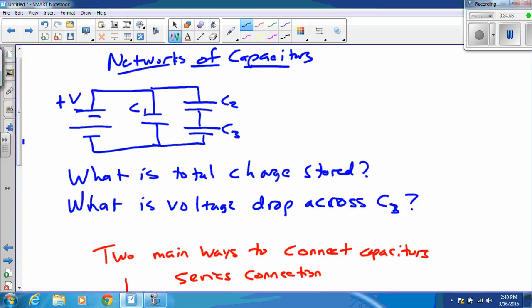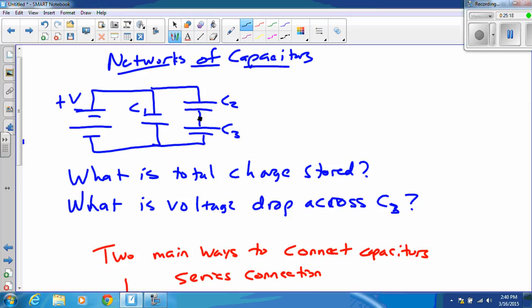Now we come back to our original network that I drew right here. You can see, no pun intended, that C2 and C3 are in series because they are connected at this point with no branches coming off to the sides.